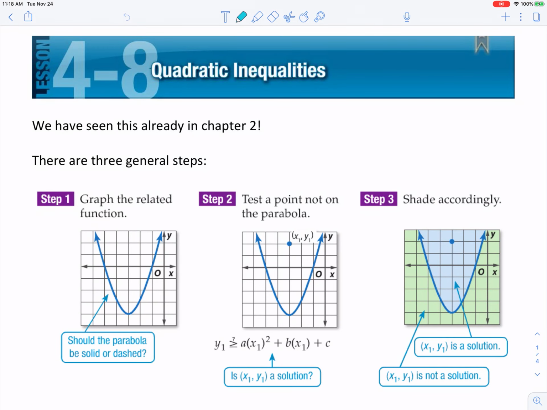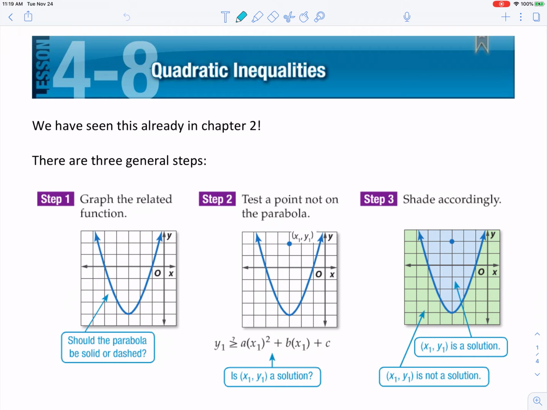Hey guys, I know how much you love graphing, so guess what we get to do? Graph inequalities. Really, if you just take what you know from 4.1 graphing and then, back in chapter 2, we graph some inequalities, it's all the same thing, just lumped into one piece.